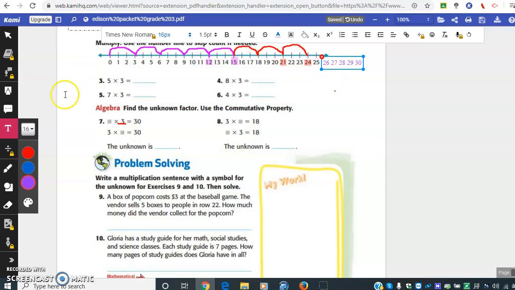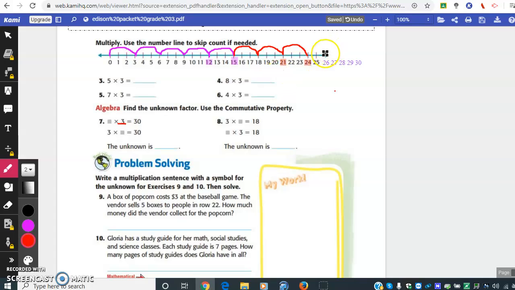My number line needs to stretch out a little bit. So I'm going to stretch my number line out. Now I can make my little arrow. Just extending my number line to go to 30 so that if I don't already know how many 3s make 30, I can figure it out by jumping it.